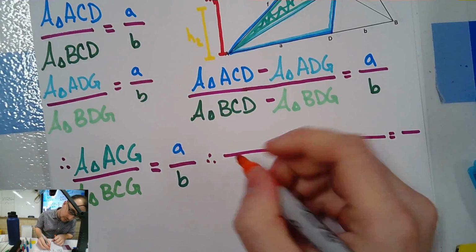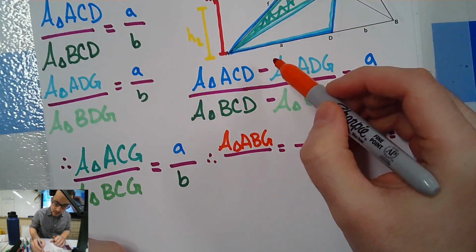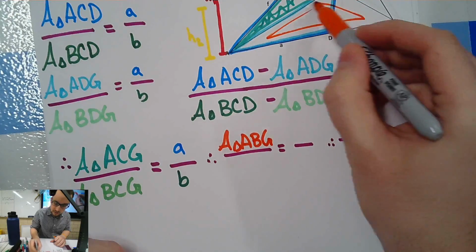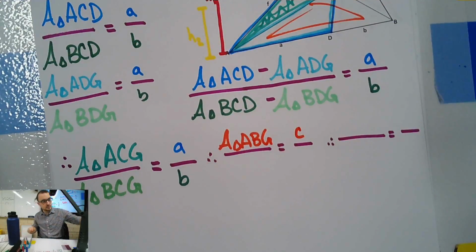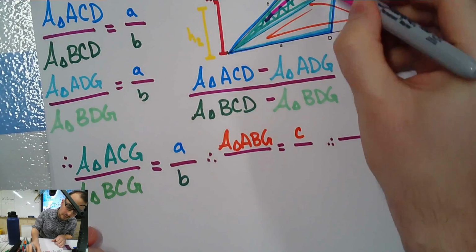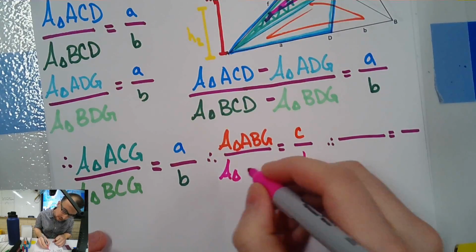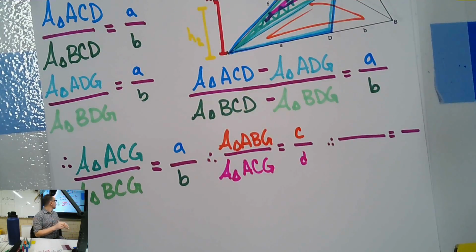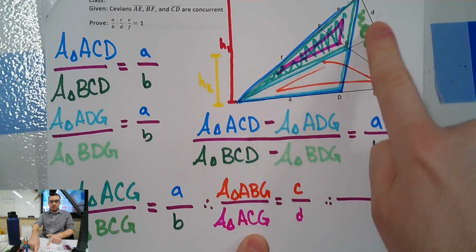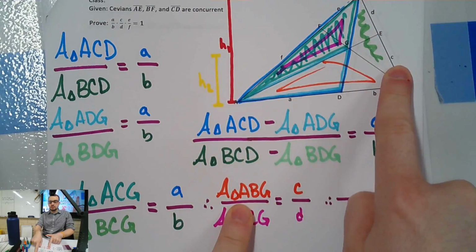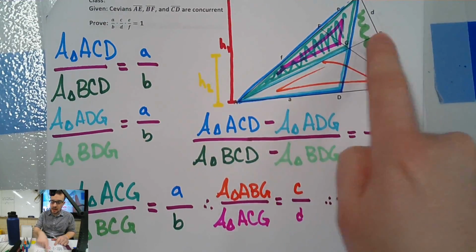So let's do area of triangle ABG. Remember, ABG is this triangle right here. It goes with C. And then this triangle here must go with D. Area of triangle ACG. Oh, no, sorry, you can't see. All right, pink triangle went with D. Orange triangle went with C. And the reason for that is the full thing minus this little guy leaves this. And we know that the little guy and the whole thing are proportional to C.